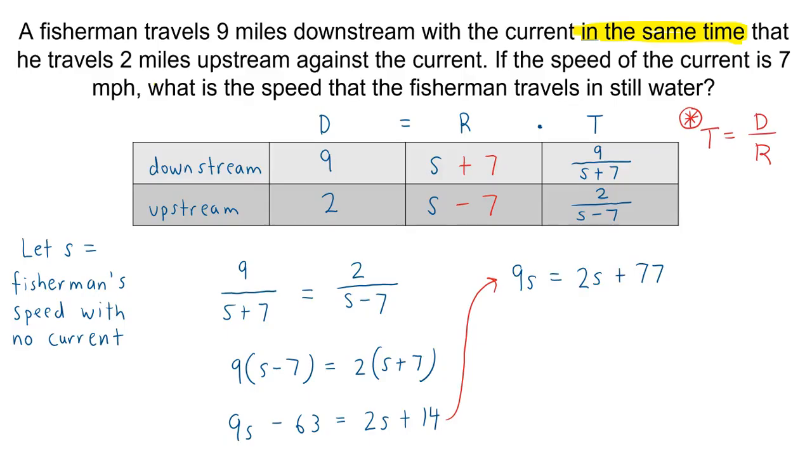Now let's subtract 2s from both sides of the equation to combine our s terms. Subtracting 2s from the left side of the equation gives us 7s, and subtracting 2s from the right side gives us 77. Now divide both sides of the equation by 7 to isolate s, and that gives us s equals 11. Now remember, s is the fisherman's speed with no current. So here s is a speed, which means that the fisherman with no current can travel at 11 miles per hour.